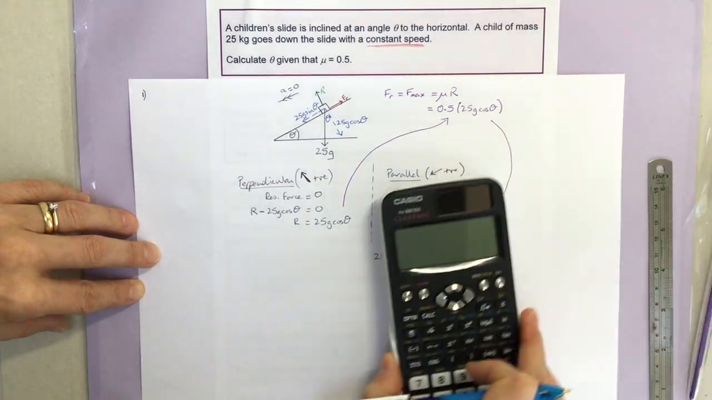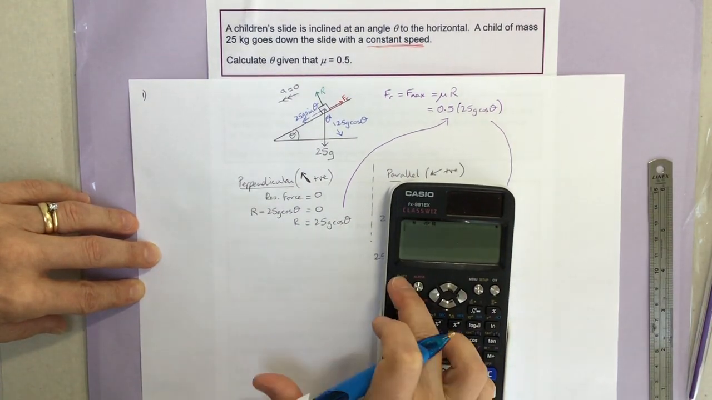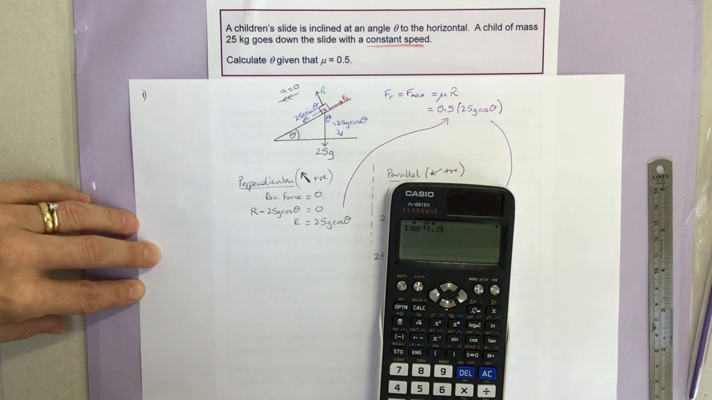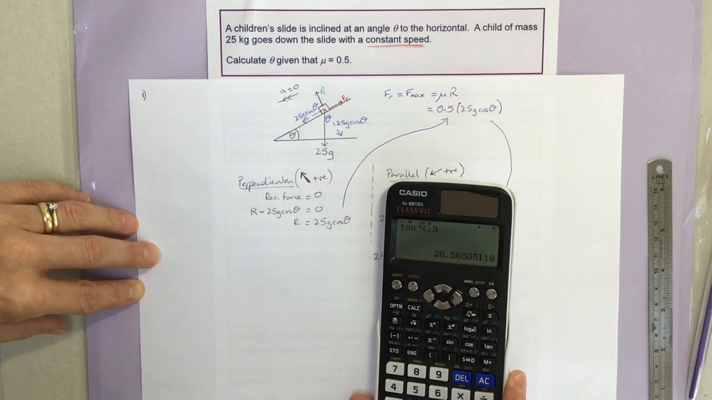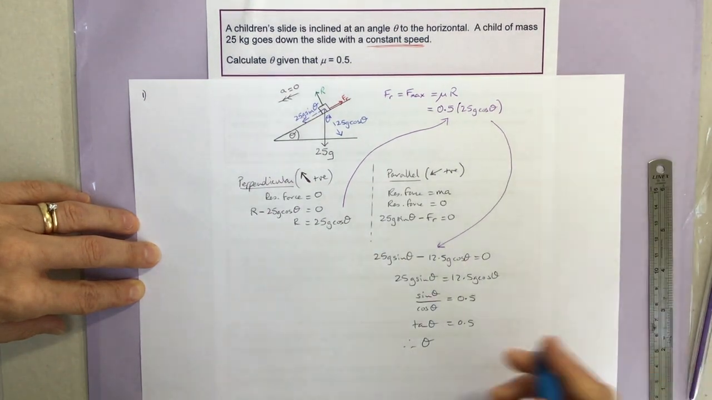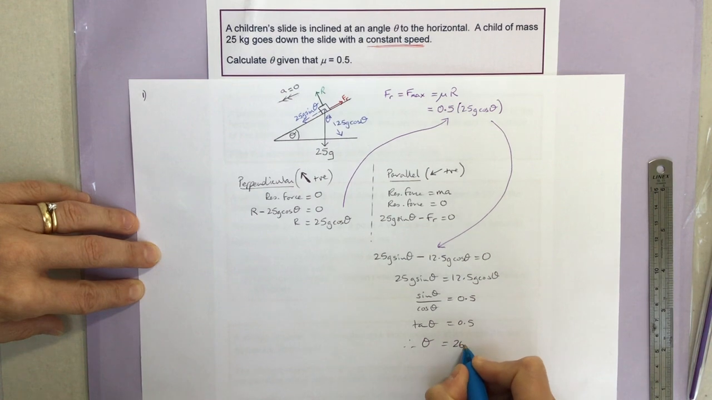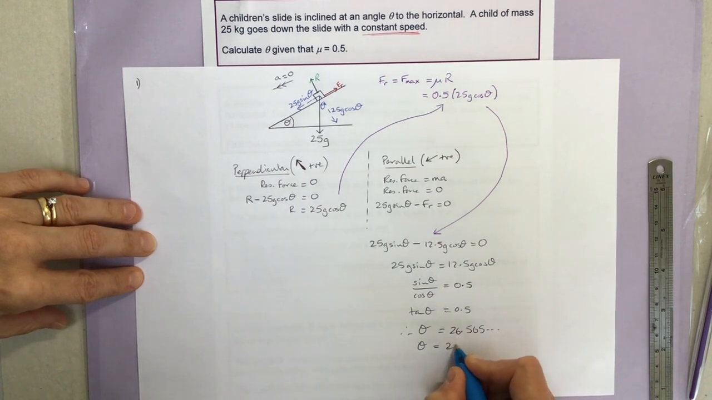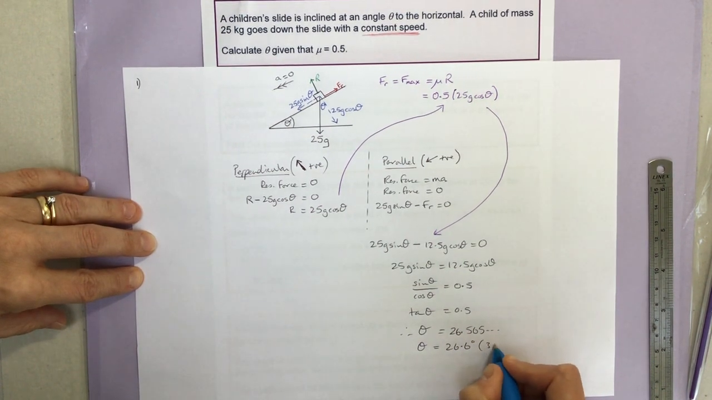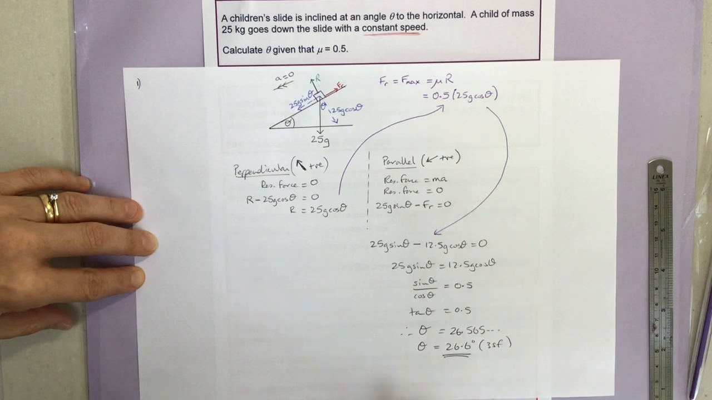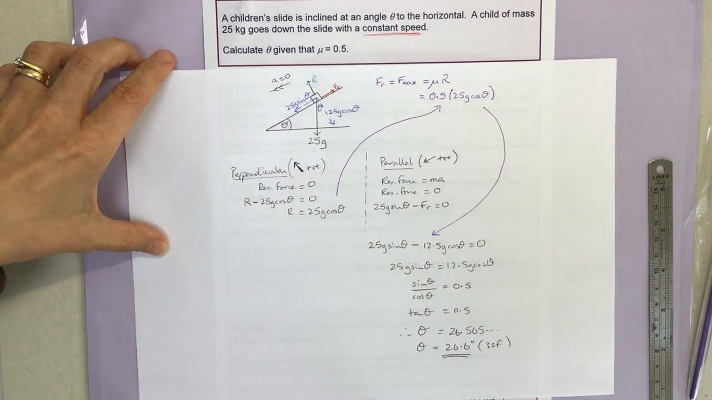And then inverse tan of 0.5, 26.565. So theta, 26.6 degrees to 3SF. And that's question 1 completed.